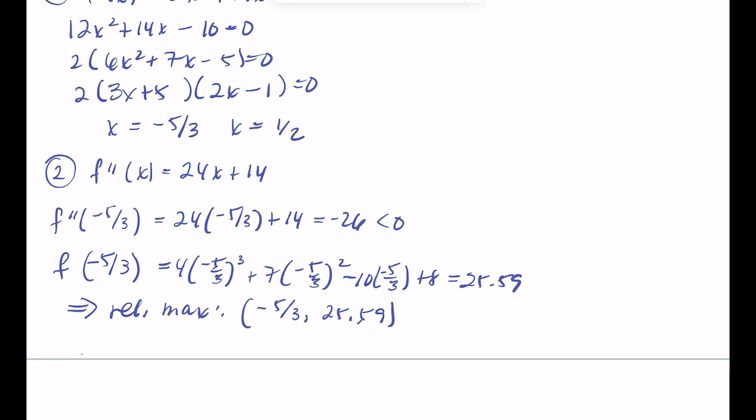Now I want to do the same thing for 1/2. Okay, if I plug 1/2 into my second derivative, I end up with 26, which is greater than 0. So that tells me there's going to be a relative min. To find the relative min, I'm going to plug 1/2 back into my original function. And when I do that, I get 5.25. So there's a relative min at (1/2, 5.25).